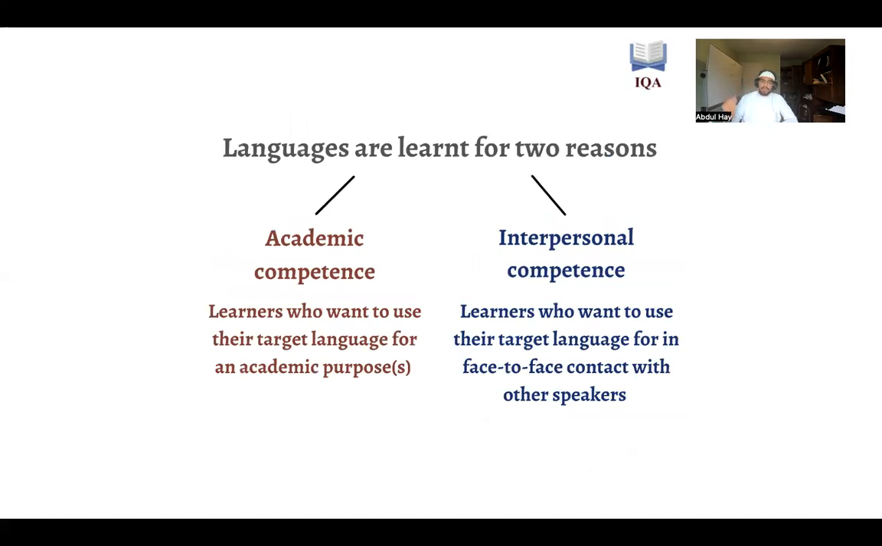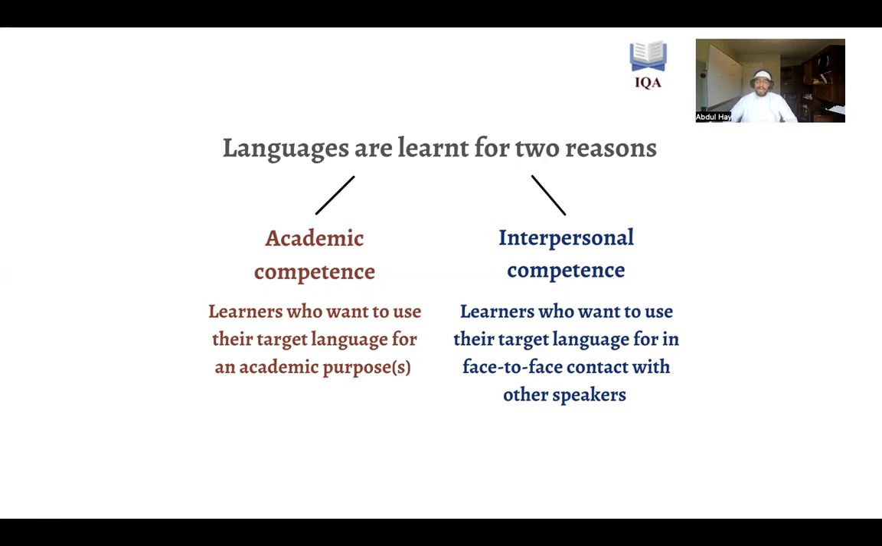So my main point here is, languages are learned for two reasons. And this is the biggest takeaway that someone should take from this video. Languages are learned for two reasons. This is as linguists break down: an academic competence or interpersonal competence. People who are learning a language for an academic competence or an academic purpose are learners who want to use their target language for an academic purpose or purposes, right?